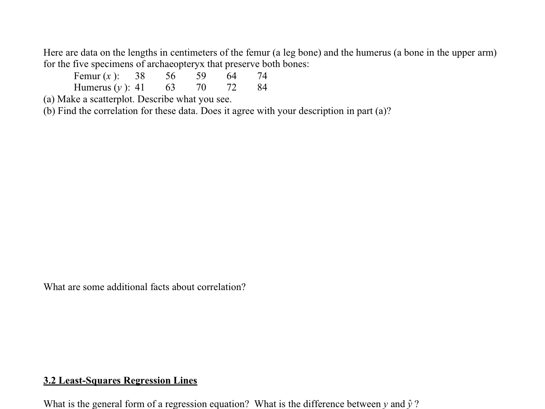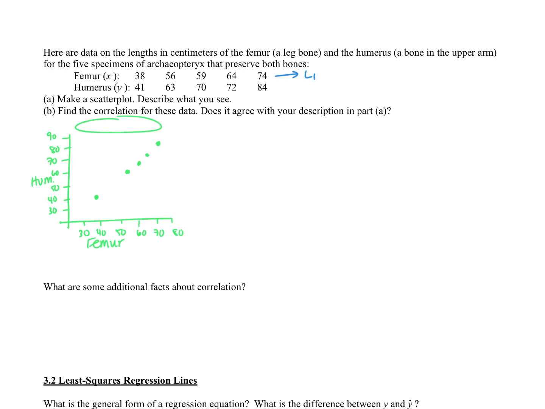We need to find the correlation. So this is where we're going to use the calculator now. If you don't have your calculator out, please take it out. Here's what I need you to do. Some of you, I think, figured this out from your reading. I want you on your calculator to go to list 1 and put in all the femur lengths, and then go to list 2 and put in the humerus lengths. Where? List 1 and list 2.